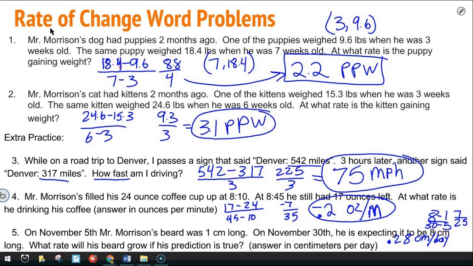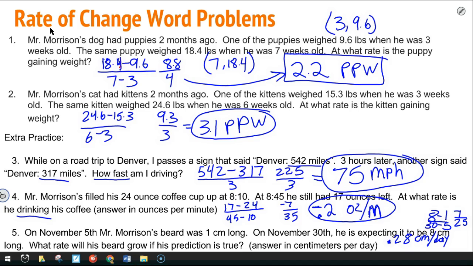If you just told me 0.2 ounces per minute. Now, this one's kind of weird, the sign here, the -0.2. Yes, I am drinking coffee, which means the amount in the cup is going down, but it asks at what rate am I drinking my coffee. You wouldn't say I'm drinking -0.2 ounces per minute. So the sign there could be positive or negative depending on how you are answering.